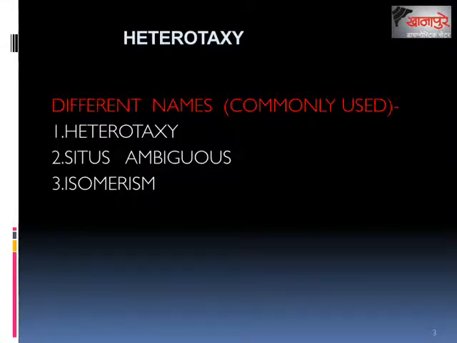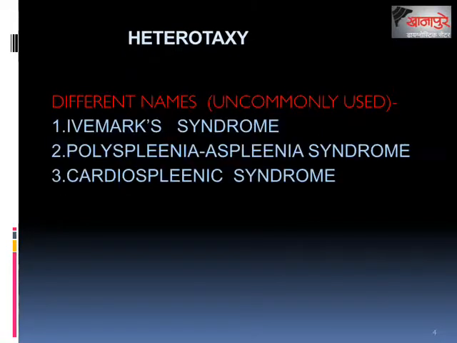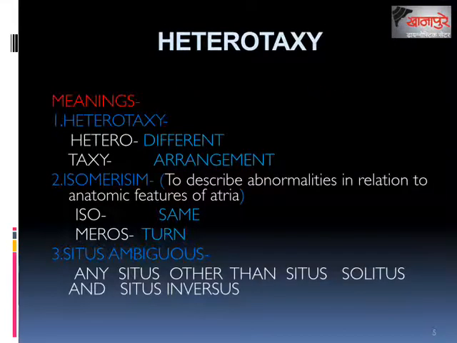There are different names for heterotaxy which are interchangeably used. Situs ambiguous and isomerism are commonly used, while uncommonly used names are Ewing-Mark syndrome, polysplenia syndrome, and cardiosplenic syndrome. Now, I am going to explain all the terminologies. There are different meanings for different names.